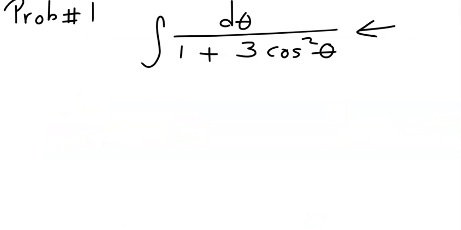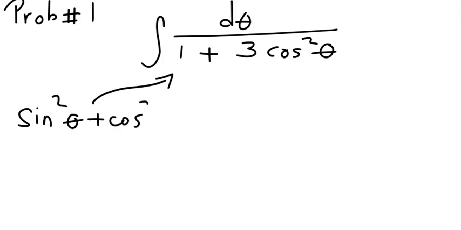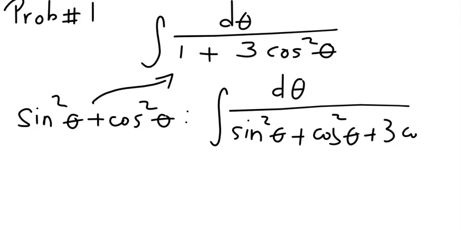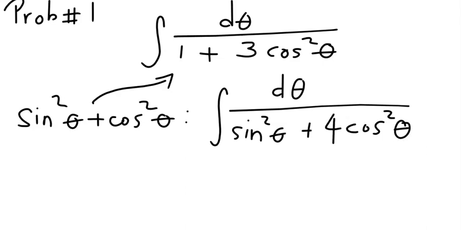Now, for this integral, as you can see, this denominator is not homogeneous, but it can be made homogeneous by using a trigonometry identity. The identity is, if we substitute this 1 by sine squared theta plus cosine squared theta, then the above integral will be sine squared theta plus cosine squared theta plus 3 cosine squared theta, which then becomes sine squared theta plus 4 cosine squared theta. So now this denominator is homogeneous and of the second degree in sine theta and cosine theta.